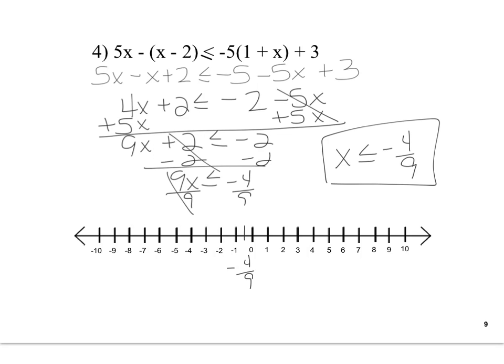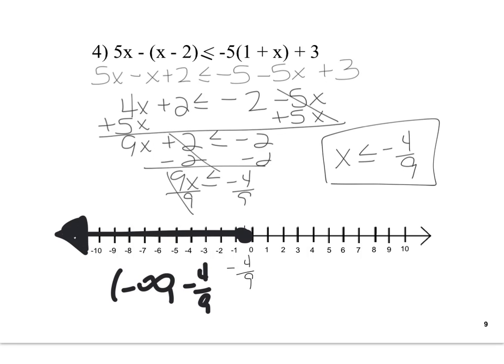And then you just graph it from there. So it's colored in, and all the numbers less than it go that way, and negative infinity to negative 4 over 9. And it's colored in, so it's a square bracket.